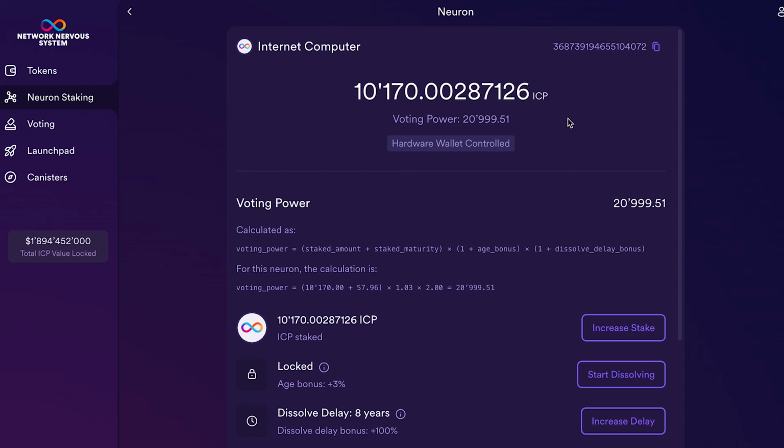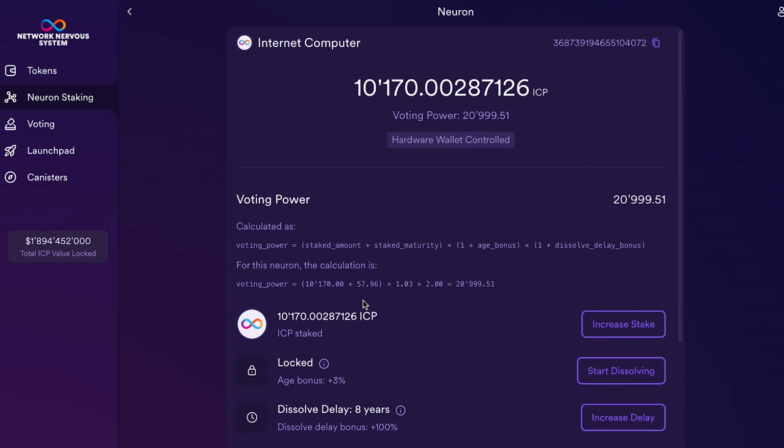I think I have about 10,170 ICPs. And instead of seeing that whole number, I see it with a bunch of gibberish behind it. I think it's up to 8 decimals. And I saw this and said to myself, what the fuck? Like, what the fuck is this?